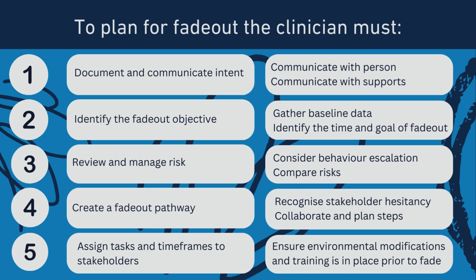Look at and review your risk profile. The 2024 or the 3.0 template moves into a space where we refer to behaviour in terms of risk. So, what is the escalation of the behaviour going to look like when we take the restrictive practice away? How can we manage those risks? What is the budget that we need to put into place? What are the tasks we need to put into place so that we're monitoring and being able to respond to that? We need to create a fade out pathway.